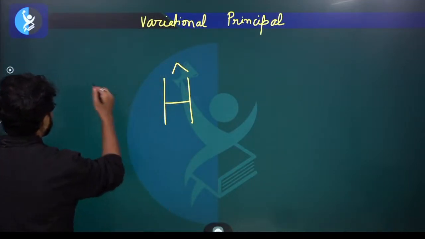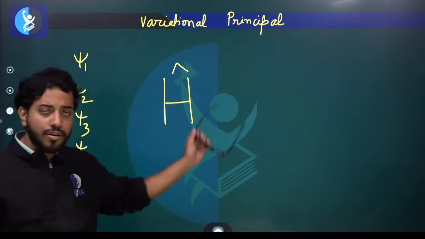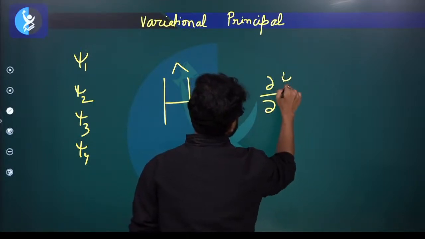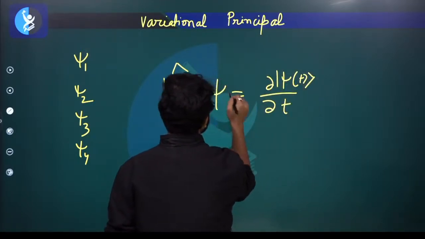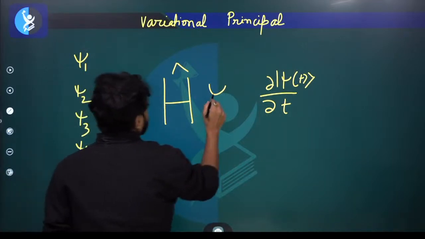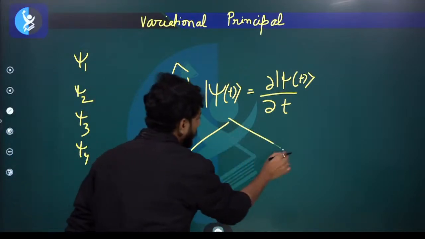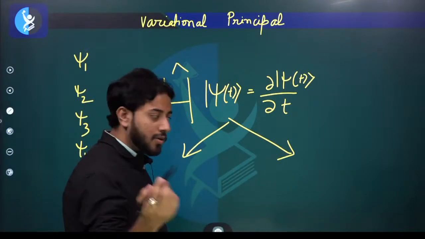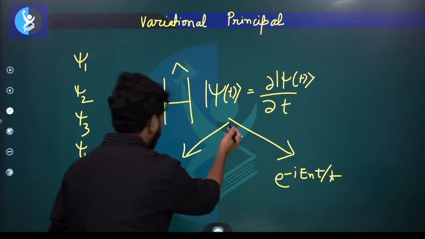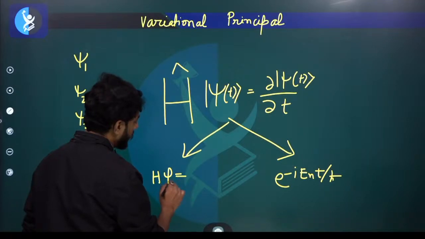Suppose you know that for this Hamiltonian, psi 1, psi 2, psi 3, psi 4, you have solved the Schrodinger equation, H psi equals i h-cut partial derivative with respect to t of psi of t. This is psi of t. You know, this is the Schrodinger equation, and this will get split into two parts. One part is the time part, the solution of which is very trivial. It's e to the power of negative i E_n t by h-cut. And this part, the time independent part, which you might prefer to call the time independent Schrodinger equation, that is H psi equals E psi.